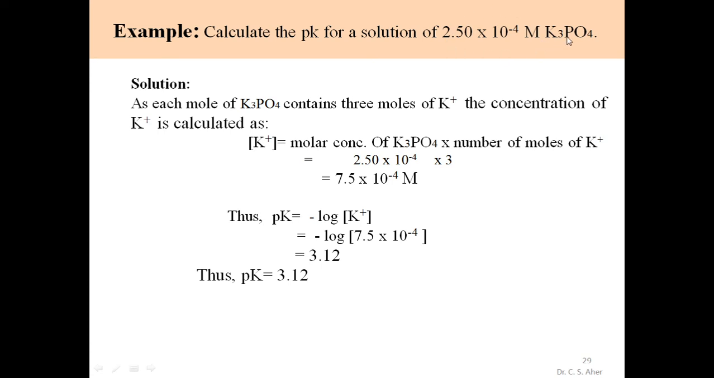The concentration of potassium phosphate is given. When we multiply by 3, we get the concentration of K plus. So the concentration of K plus is 3 times the concentration of potassium phosphate. The value is 7.5 times 10 raised to minus 4 moles of K plus. Now we calculate pK. What is pK? Minus log of the concentration of K plus ion. In this case, the base is 10. So minus log of 7.5 times 10 raised to minus 4. Solving this logarithm, the pK is 3.12. So the P function of potassium ion is 3.12 for this solution.